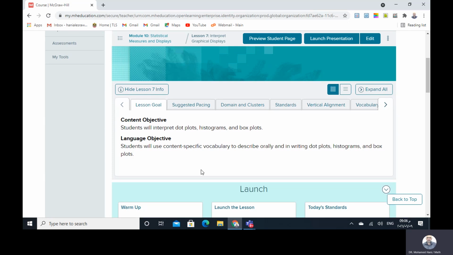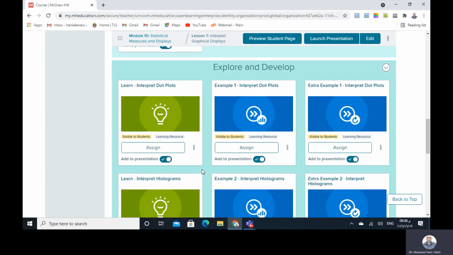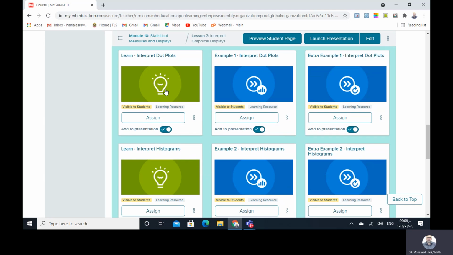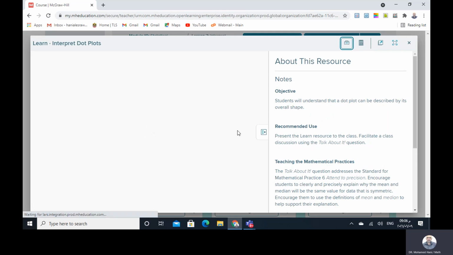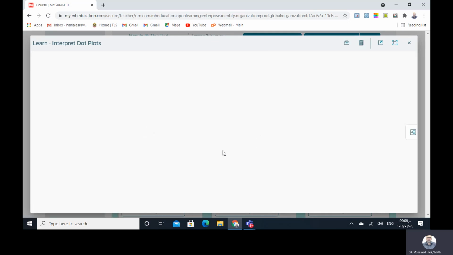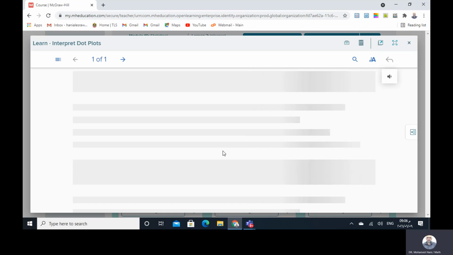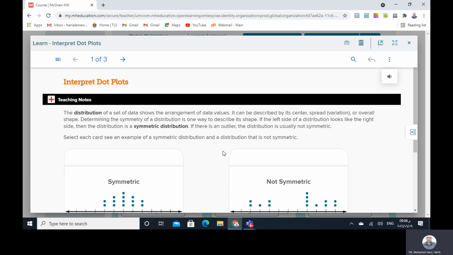we want to learn how to use content-specific vocabulary to describe orally and in writing dot plots, histograms, and box plots. The first idea in this lesson, what is the meaning of interpret dot plots. Listen, please. Interpret dot plots. Teaching notes.